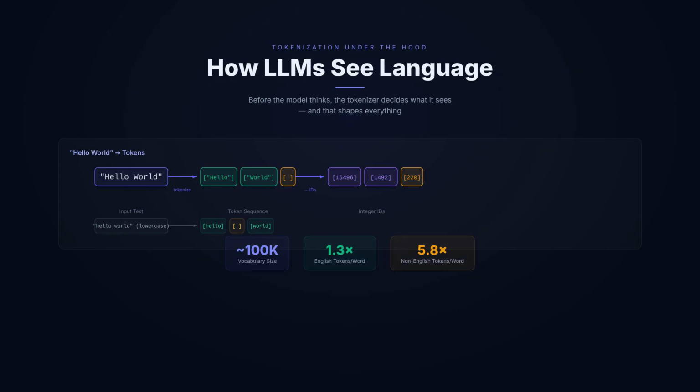And this isn't a bug. The model isn't stupid. The answer lives in a hidden pre-processing step that almost nobody talks about. It's called tokenization. And once you understand it, you'll see LLMs completely differently.